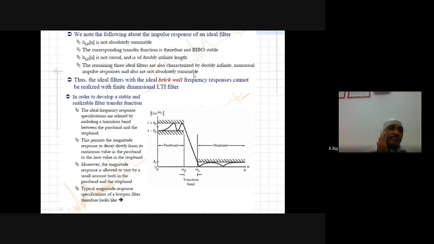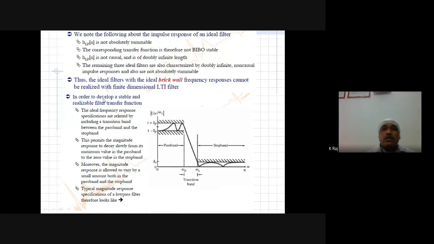When we consider the ideal filter and we are interested in designing them, these are the problems which are associated with them. That is, they become doubly infinite and they are not causal, they are not physically realizable. So we will move to the physically realizable filter that can be designed. Thus the ideal filters with the ideal brick wall frequency responses cannot be realized with finite dimensional LTI filters.